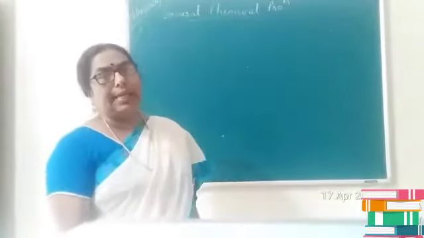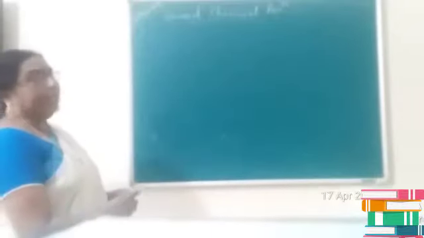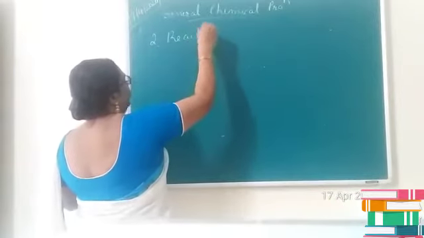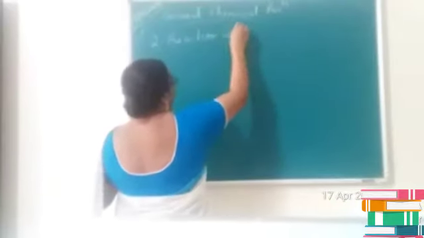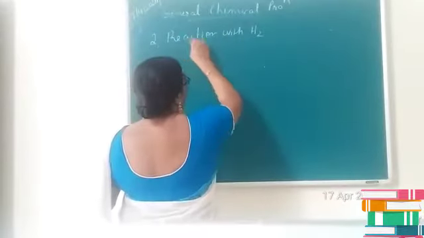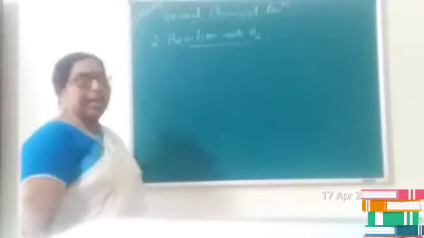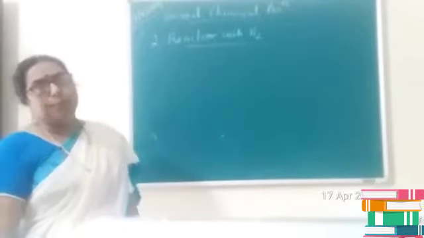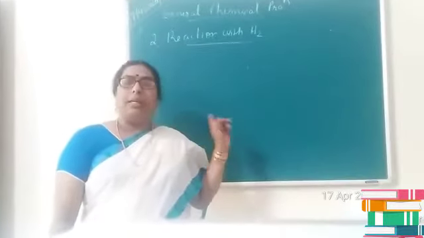Children, let us discuss the general chemical properties of group 17. Yesterday we already discussed one property, that is the oxidizing nature of halogens. Today let us continue with the second property, that is reaction with hydrogen. All the halogens, that is group 17 elements, react with hydrogen and produce the corresponding hydrogen halides.